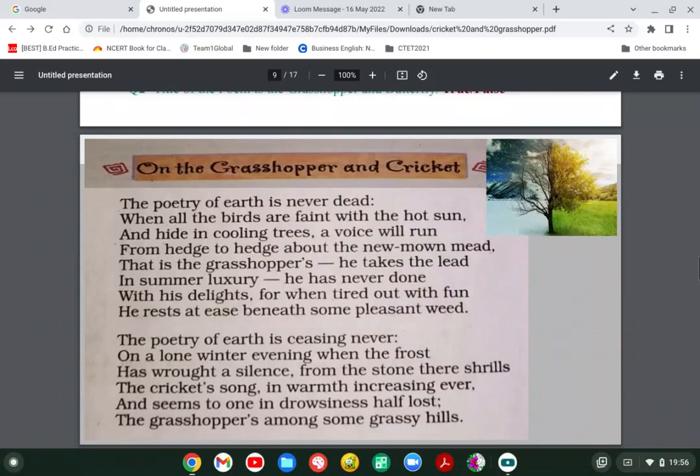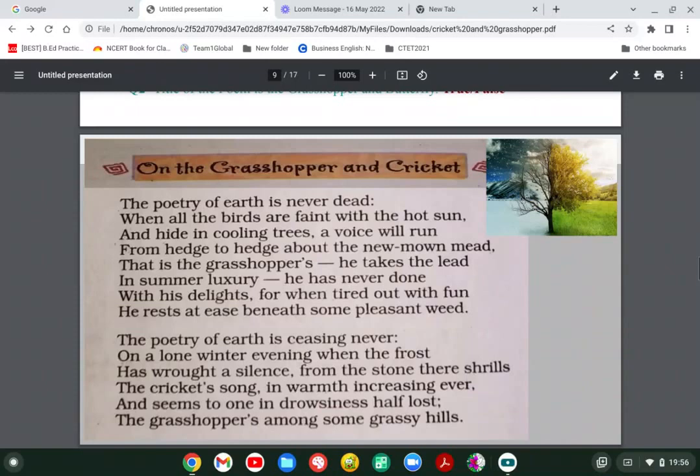The poetry of earth is never dead. When all the birds are faint with the hot sun and hide in the cooling trees, a voice will run from hedge to hedge about the new mown mead, that's the grasshopper's, he takes the lead. In the summer luxury, he has never done with his delights, for when tired out with fun, he rests at ease beneath some pleasant weed.